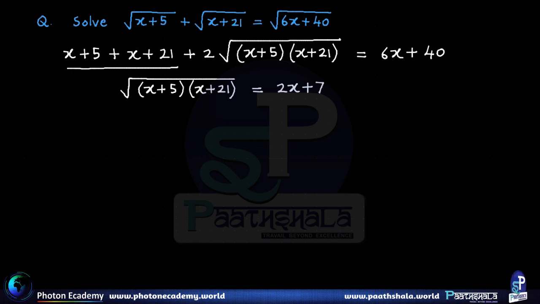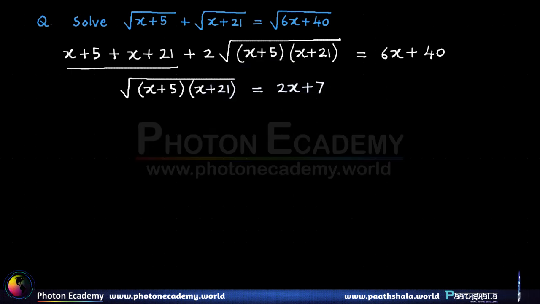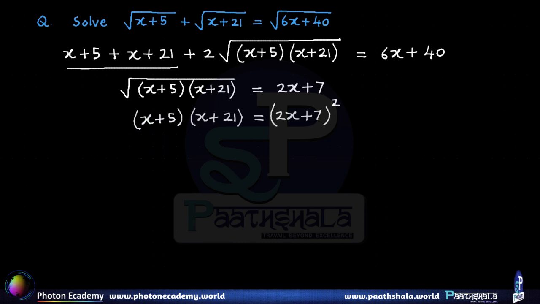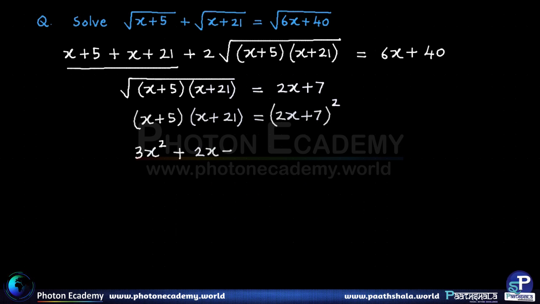Now here once again we still have one root, so we have to once again square, so that finally the square root will get eliminated from entire equation. So therefore on squaring we get x plus 5 into x plus 21 is equal to 2x plus 7 the whole square. So therefore on expanding the brackets on left hand side and also taking the square on the right hand side, finally we will collect all the like terms and finally get the quadratic equation as 3x square plus 2x minus 56 equal to 0.